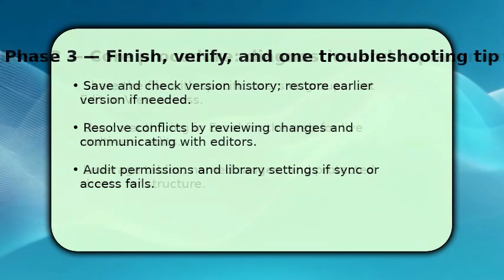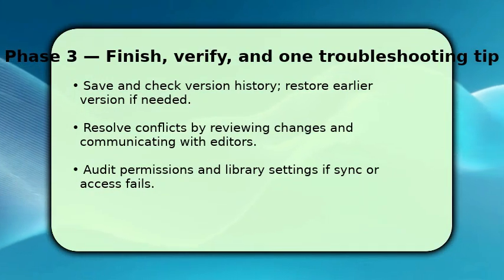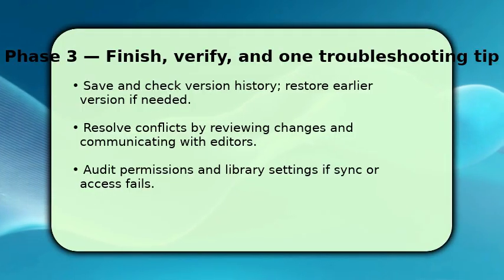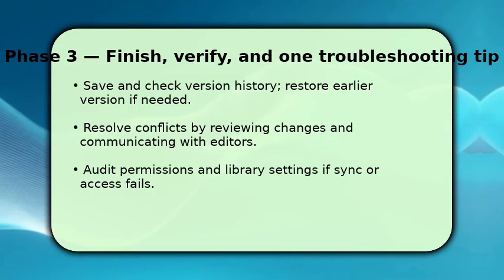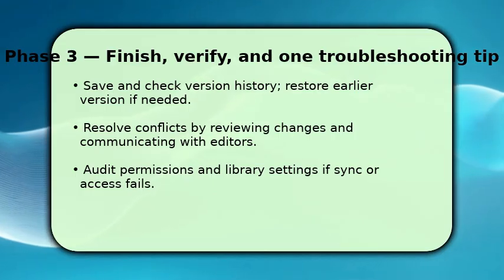You finish by validating the workbook and preparing recovery paths. Save changes, review version history, and tag a restore point if needed. If edits conflict, open the version history to compare changes, communicate with the editor, and manually merge differences. For persistent sync problems, check OneDrive sync status and resync the library.